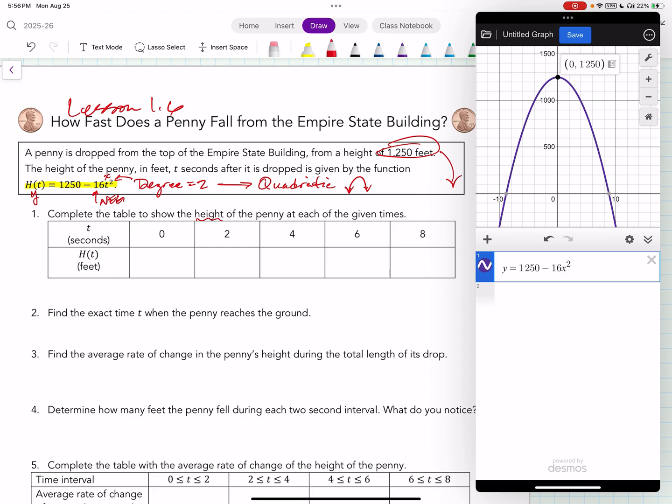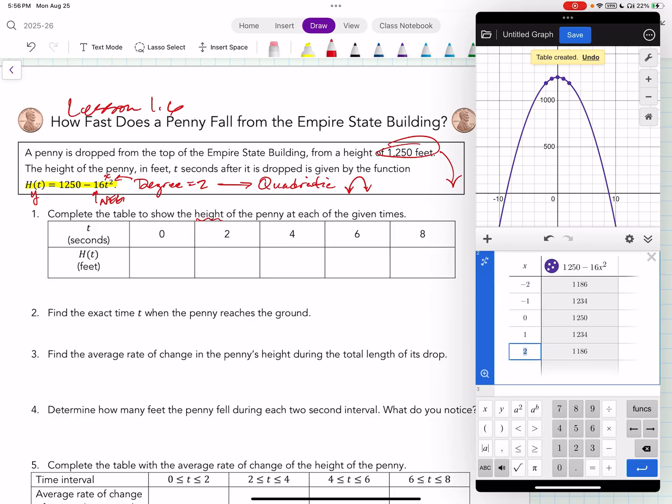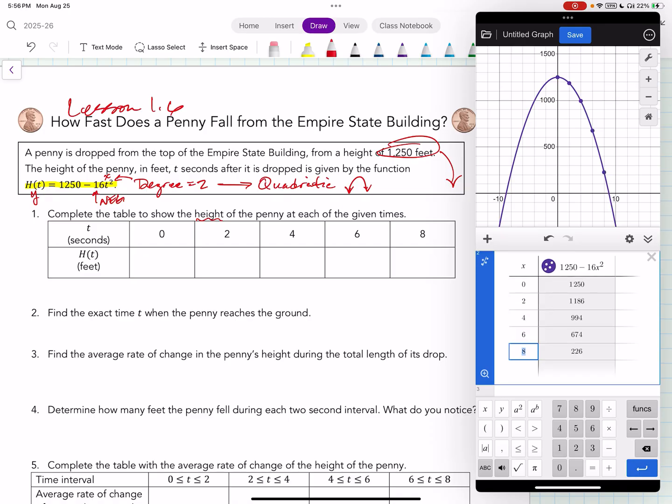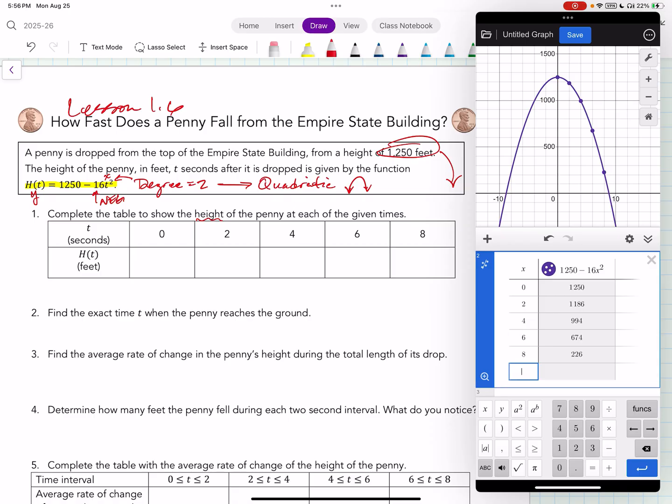So it says complete the table at each of the time intervals. Like after 2 seconds, how high above the ground is it? After 4 seconds, how high off the ground is it? So let's figure that out. Click on the gear, click on table. This is the easiest way that I could think of doing it. Take out your default values because time can't be negative, and start at 0. Then hit enter a couple times, and you'll have all the values from 0 to 8. And these are the heights above the ground.